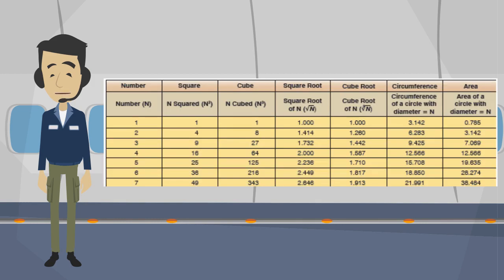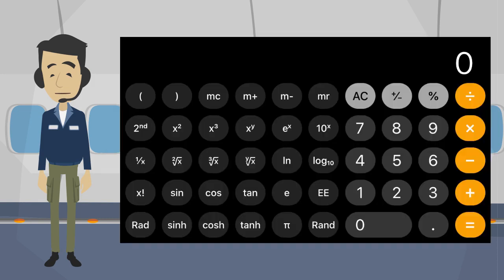The table has an extensive list of numbers that allow for quick reference. But keep in mind that the FAA allows the use of calculators. Make sure you have one and know how to use it.